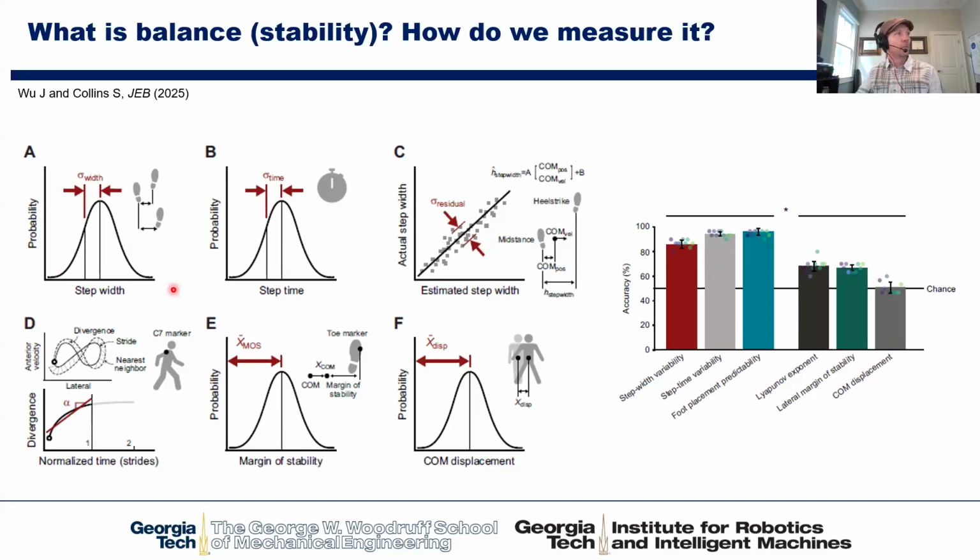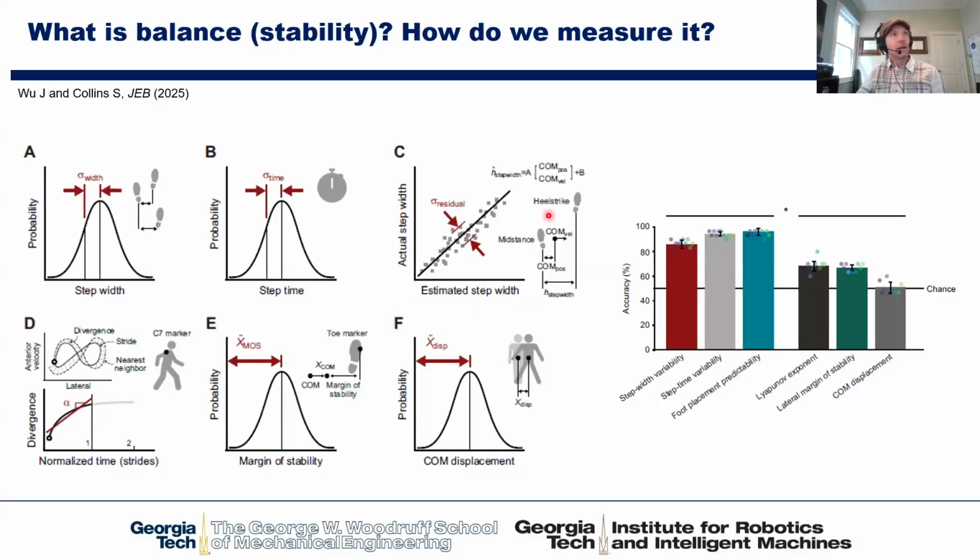So the first one is where people put their step in the frontal plane. So step width. Next one is step time. How quickly does the foot return to the ground after the perturbation coming out of a swing phase?